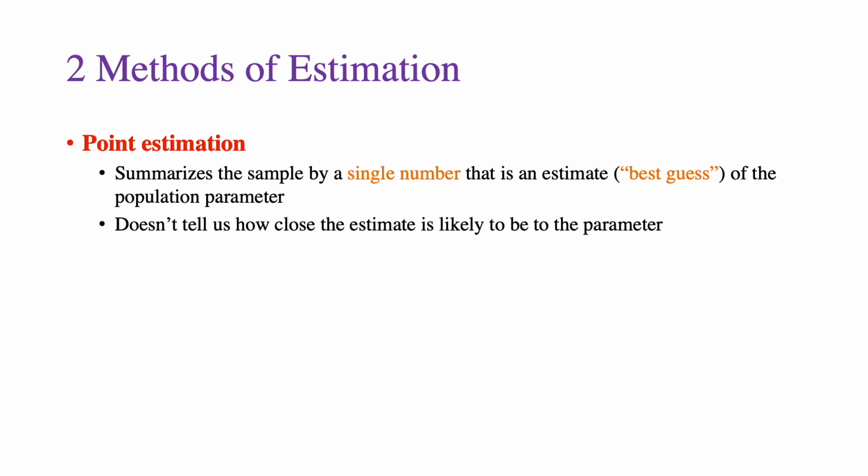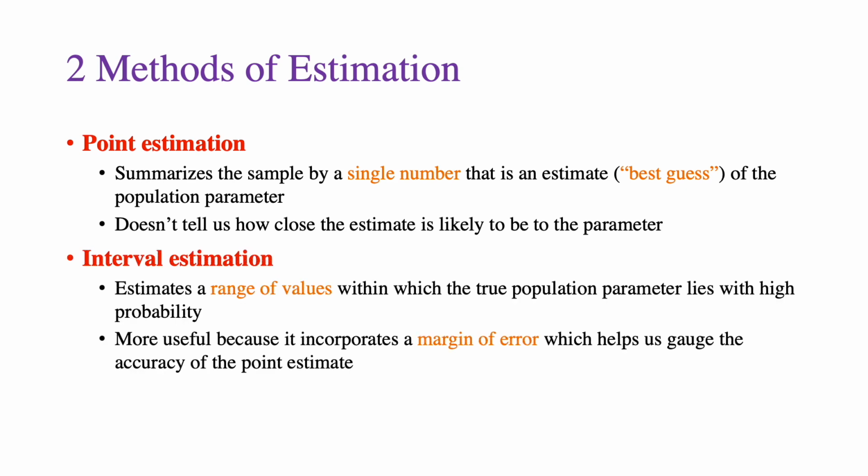Now, to circumvent this problem, we come up with a range of possible values within which the unknown population parameter is most likely going to lie. We call that type of estimation interval estimation. So we estimate a range of values within which the true population parameter lies with high probability. It's more useful compared to your point estimate because it incorporates a margin of error, which helps us gauge the accuracy of the point estimate.